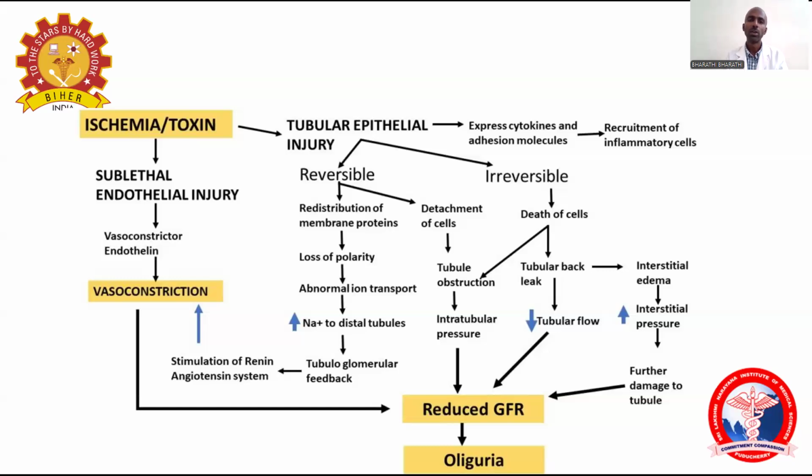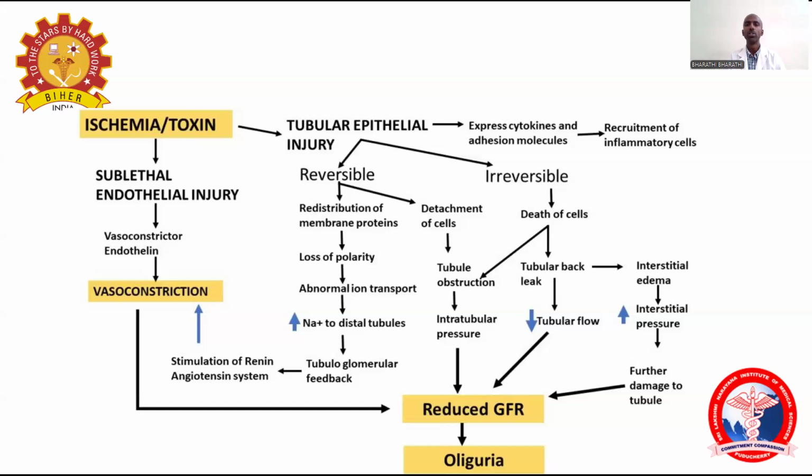Here, the acute tubular injury, say due to ischemia or toxin, will have two things. The first one is the sublethal endothelial injury. Here, the sublethal endothelial injury results in the production of endothelin, which is a vasoconstrictor. This vasoconstrictor endothelin will result in vasoconstriction. The vasoconstriction of the glomerular vessels will result in reduced GFR, and this will ultimately result in oliguria.